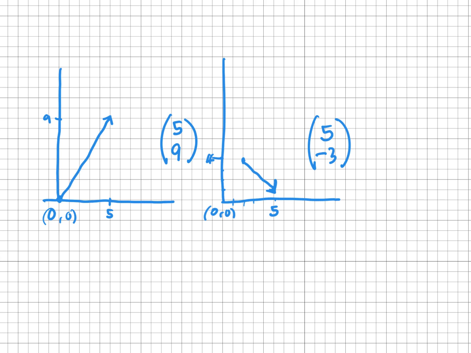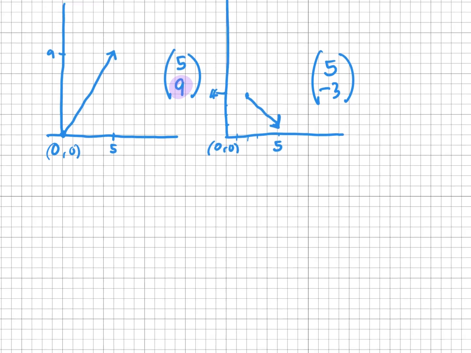So if you're looking at this first example, why is it 9? Because it's going up from 0. In this case, you are going down the y-axis, so it's going to be a negative value. Okay, that's the very basic understanding in here. So let's see some more examples.